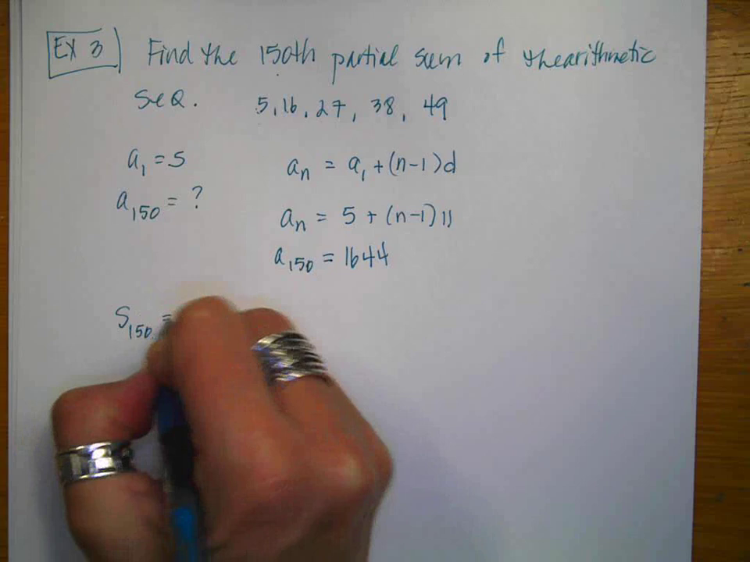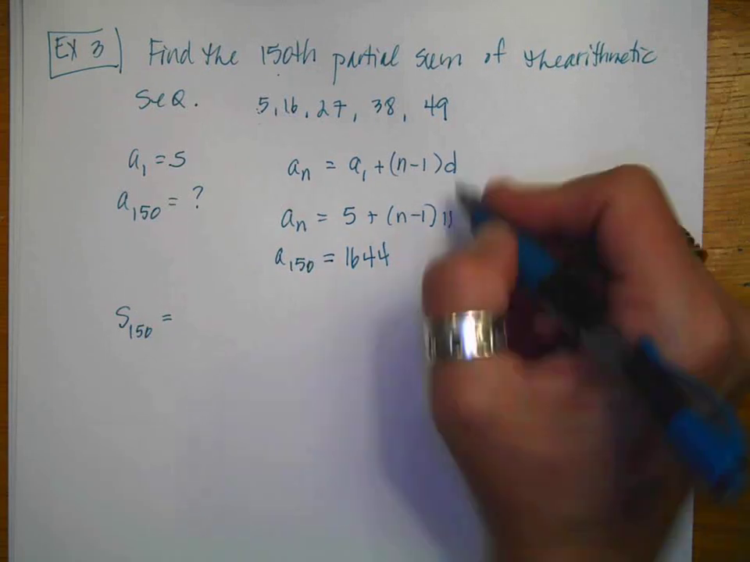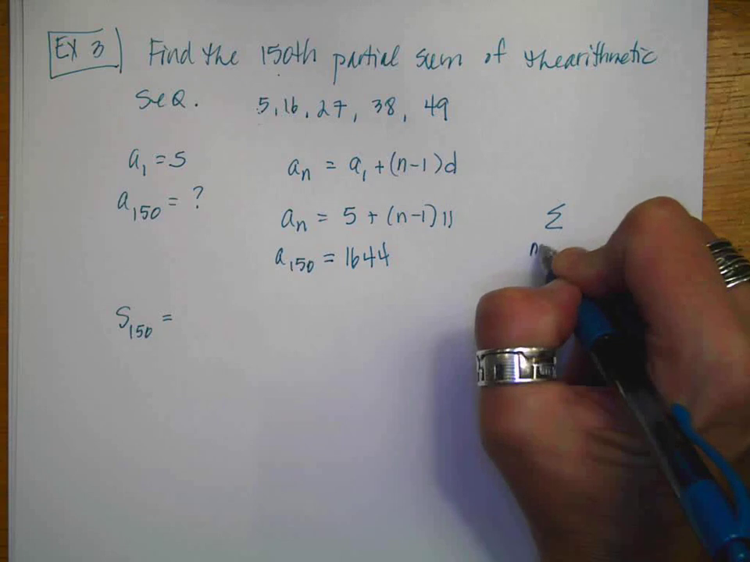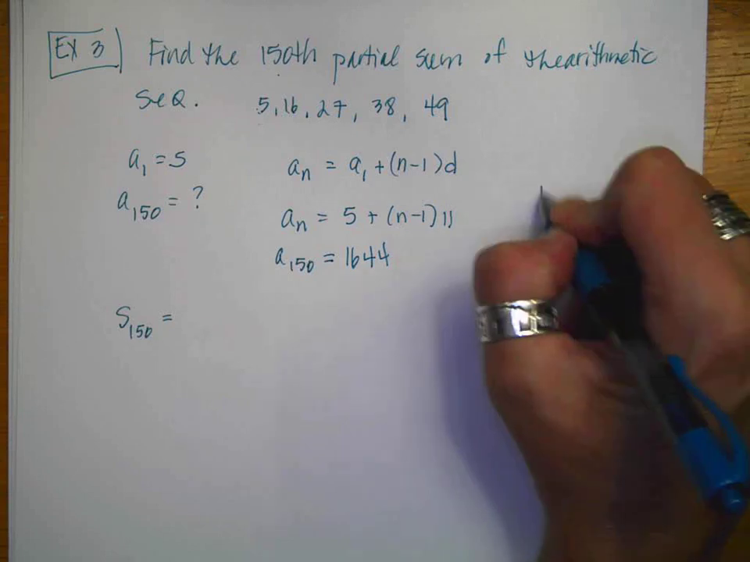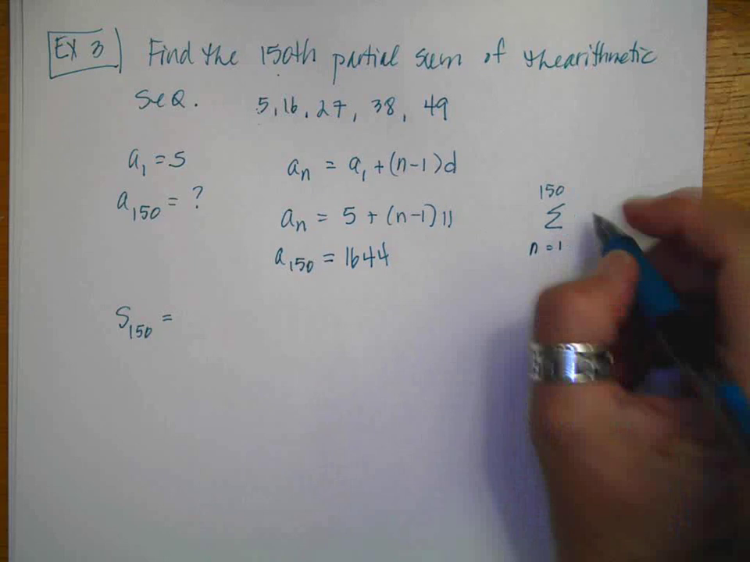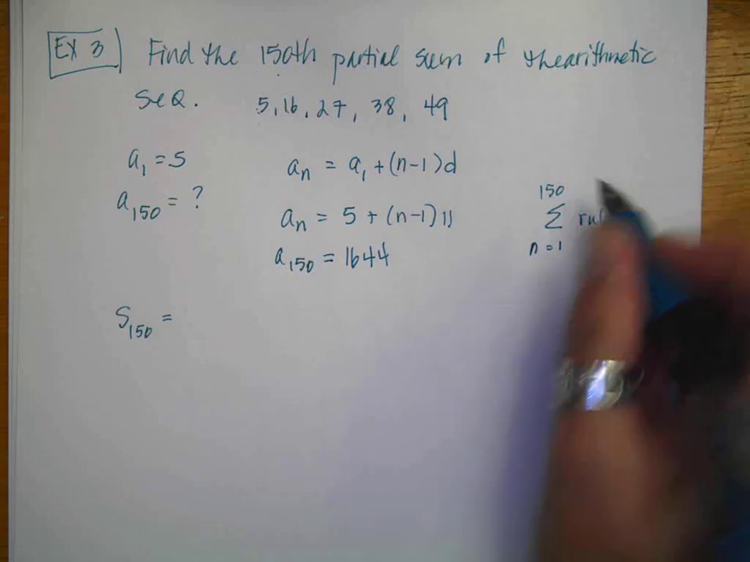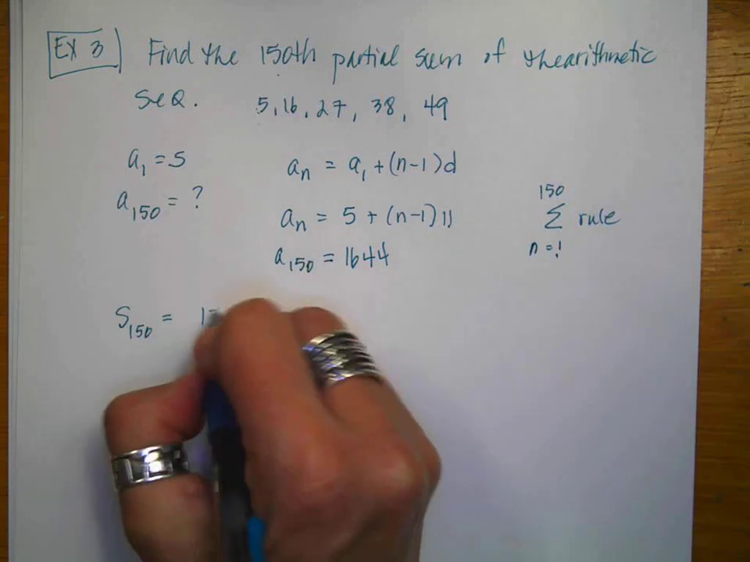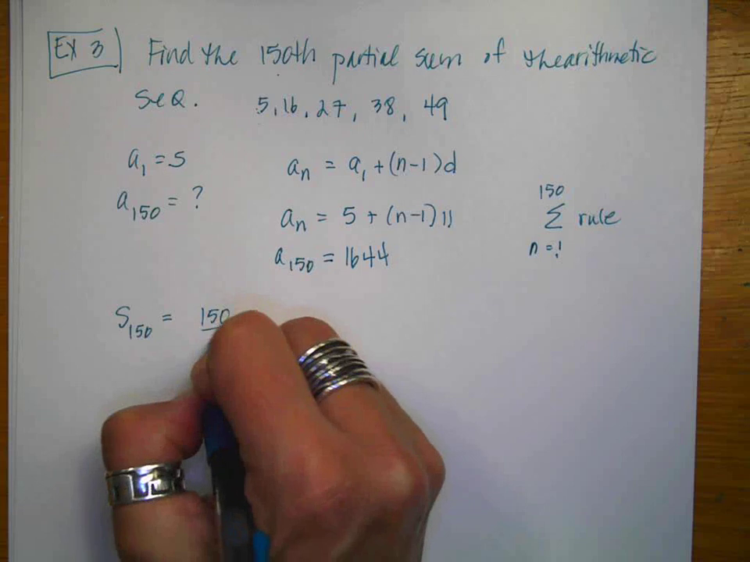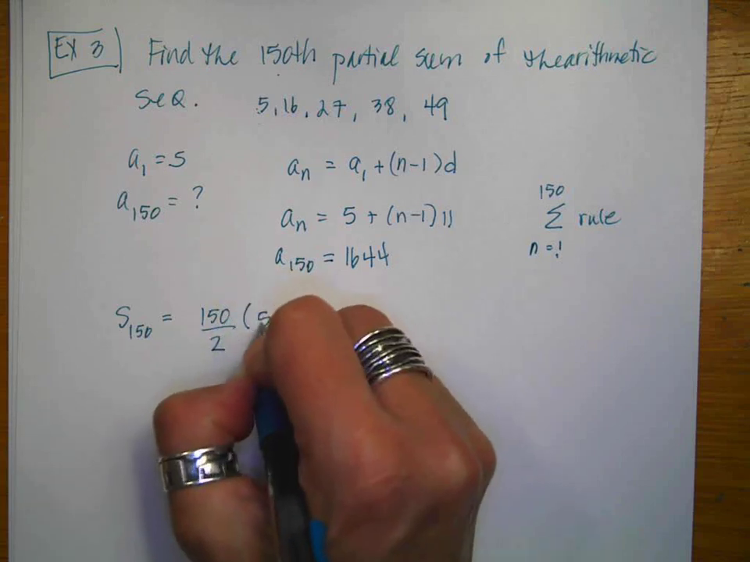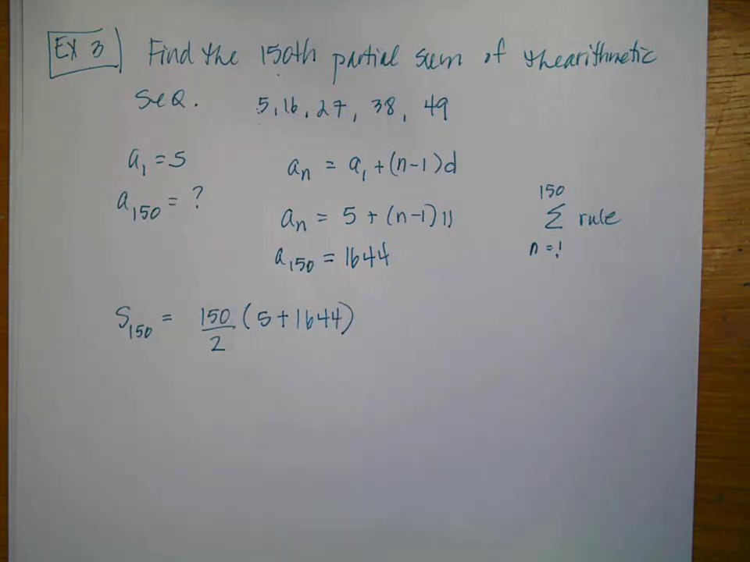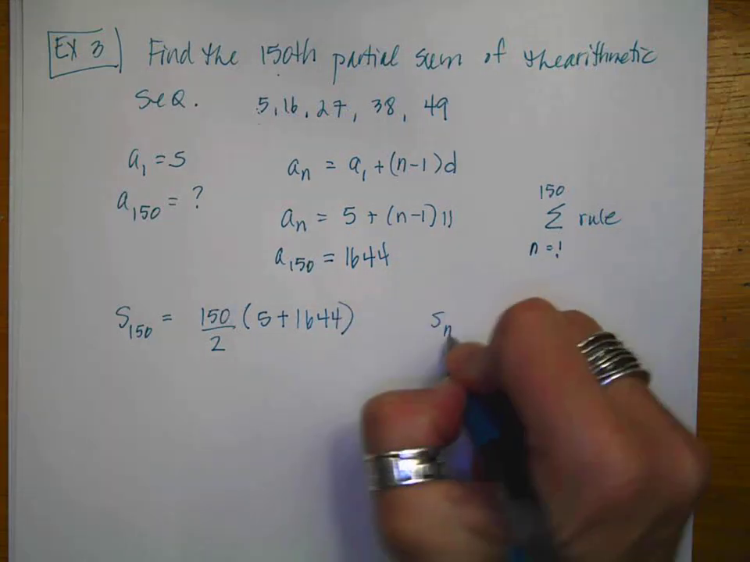Well, now if I find the 150th partial sum, s sub 150 is going to be, if you think about your index notation, this would be from n equals 1 to 150. And then here's your rule. 150 minus 1 is 149 plus 1 is 150. So it's 150 terms divided by 2 times the first term plus the last term.